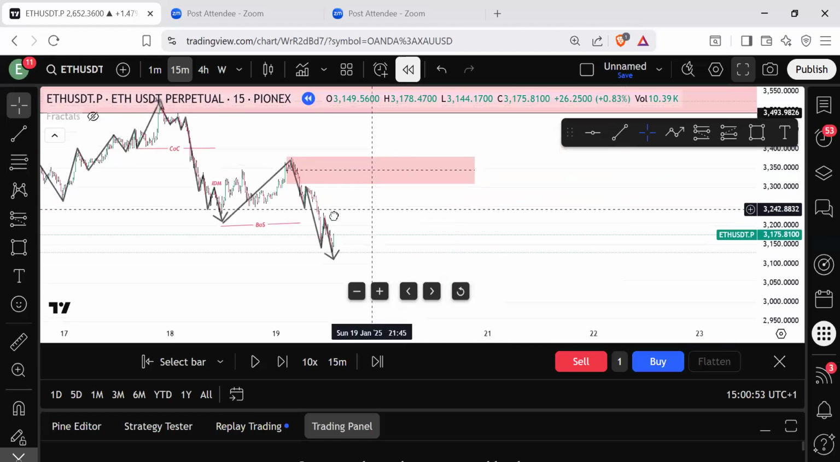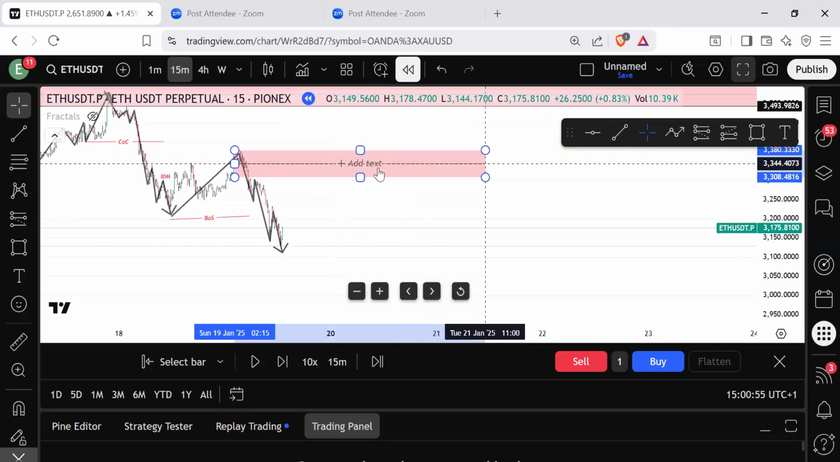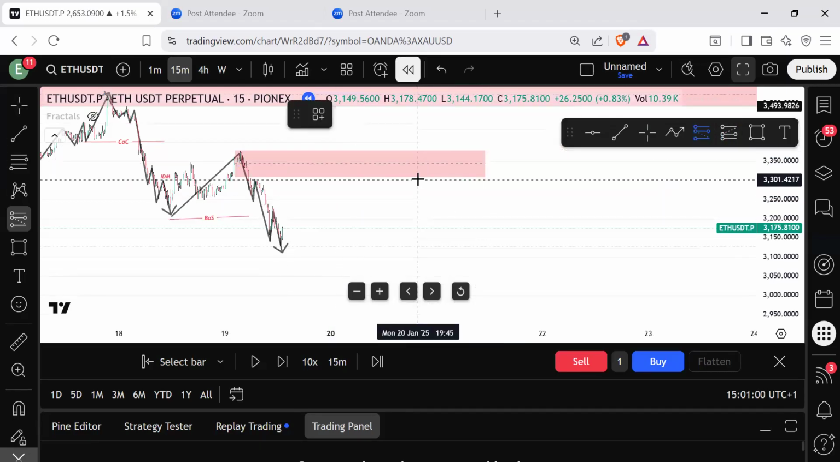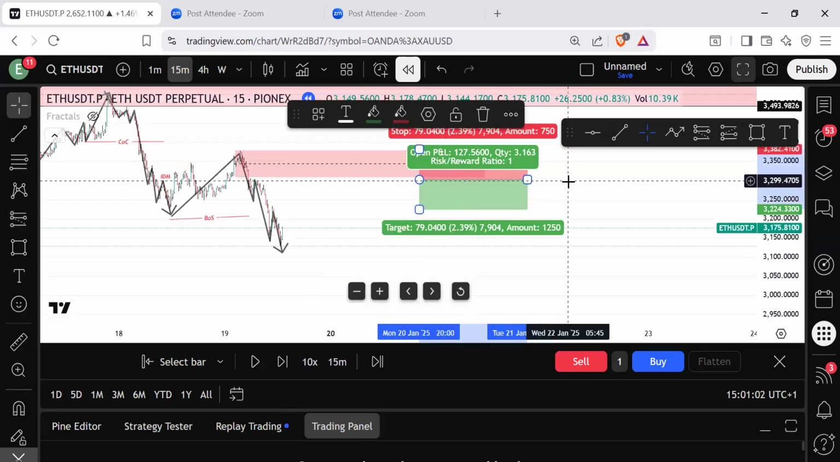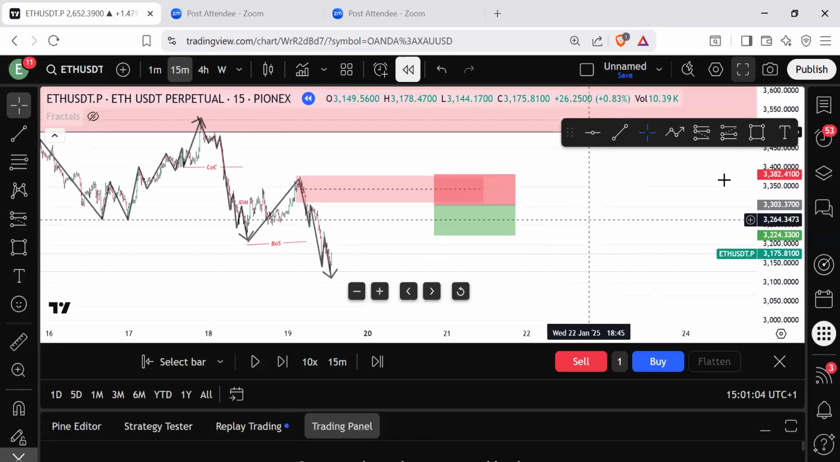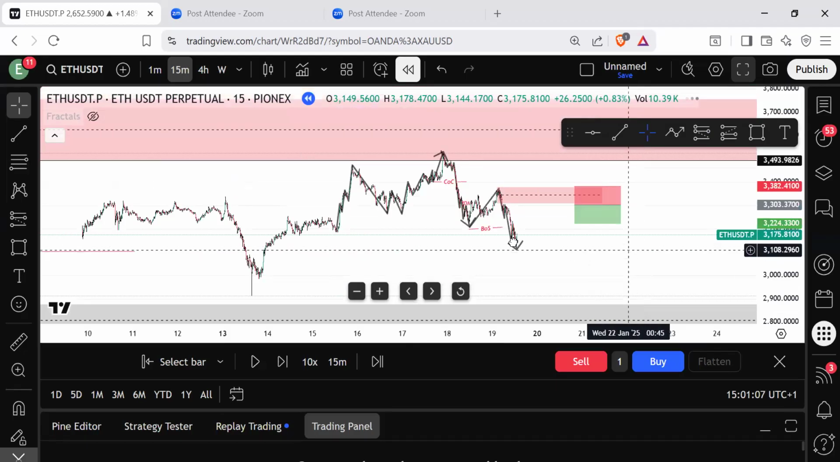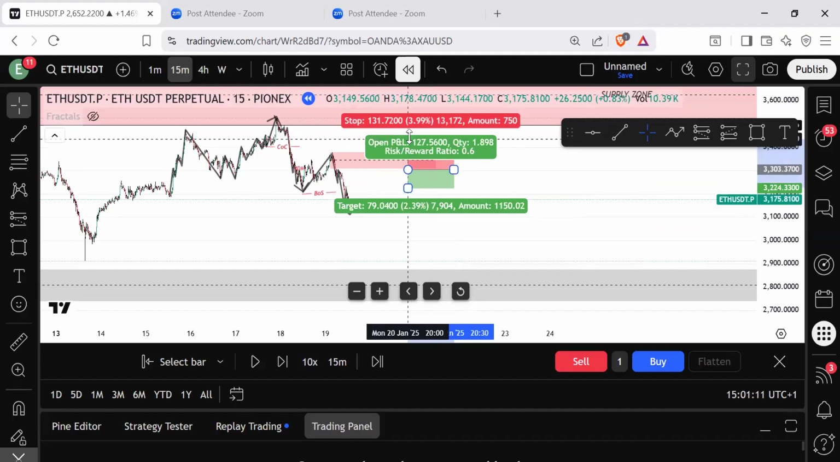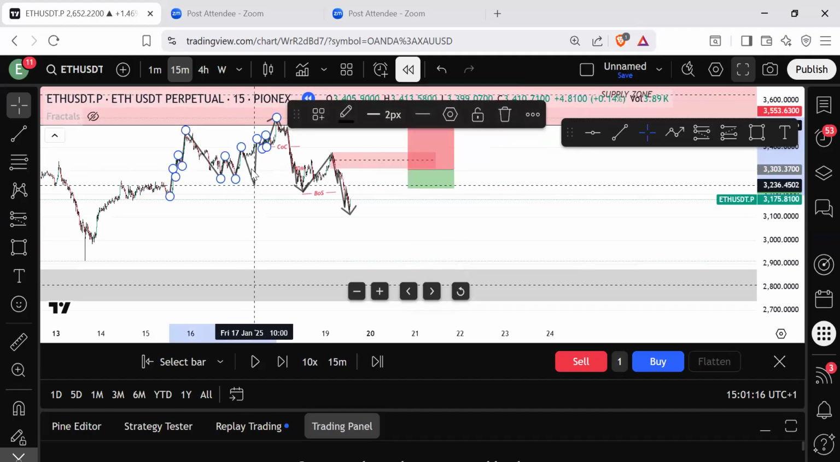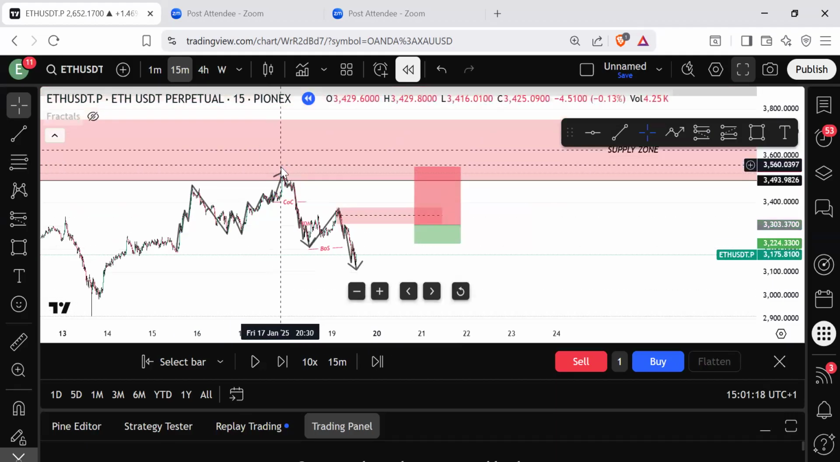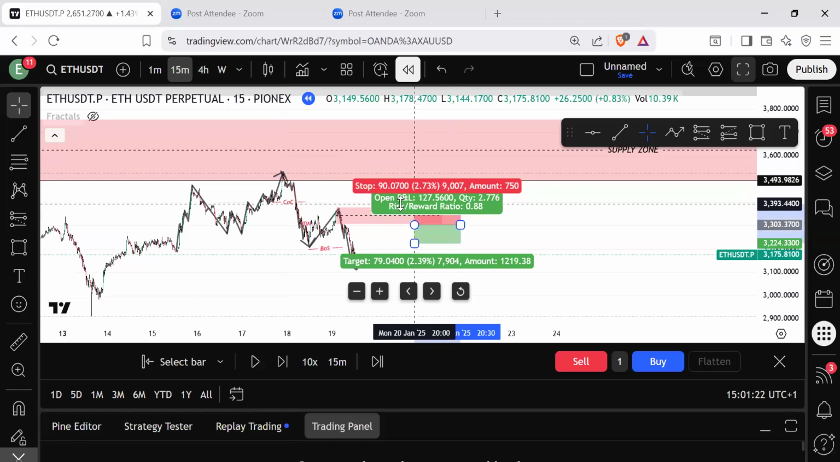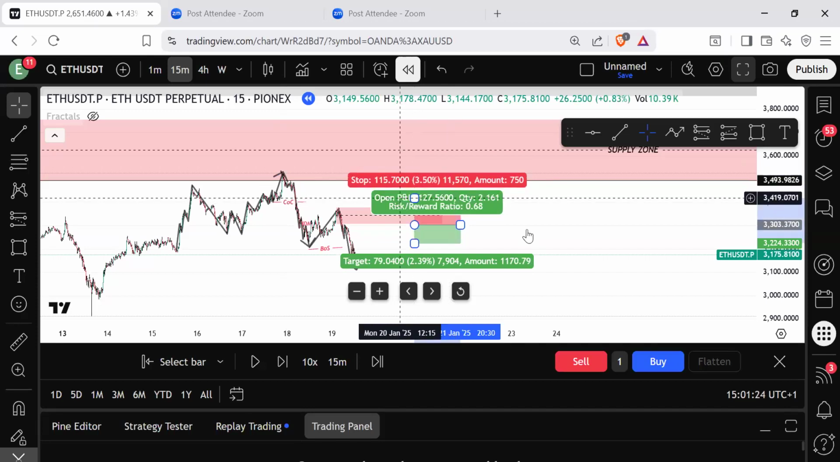So our entry now will be from here. And from there you see that your stop loss can even be above this point, or it can just be here, a little bit.